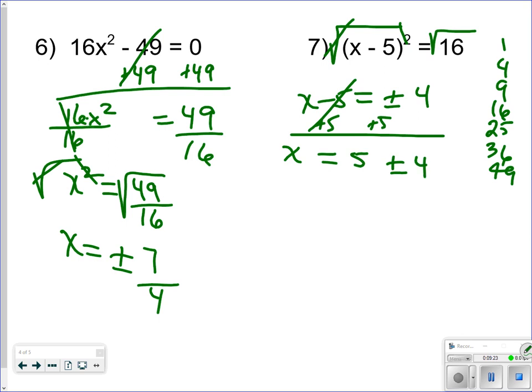Now you actually have 2 answers hiding in here, so we're going to come up with those 2 numbers. You do it one at a time. So pretend you're covering up the minus sign. How much is 5 plus 4? 9, comma. Now hide the plus sign. What is 5 minus 4? 1. So x is actually equal to 9 or 1. There you go. 9 or 1.